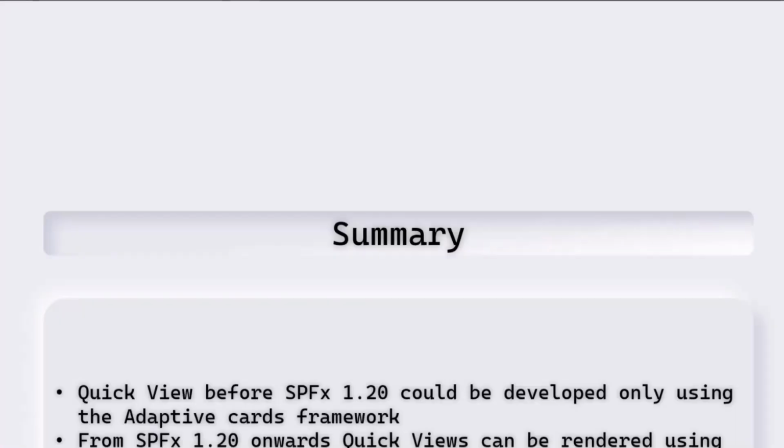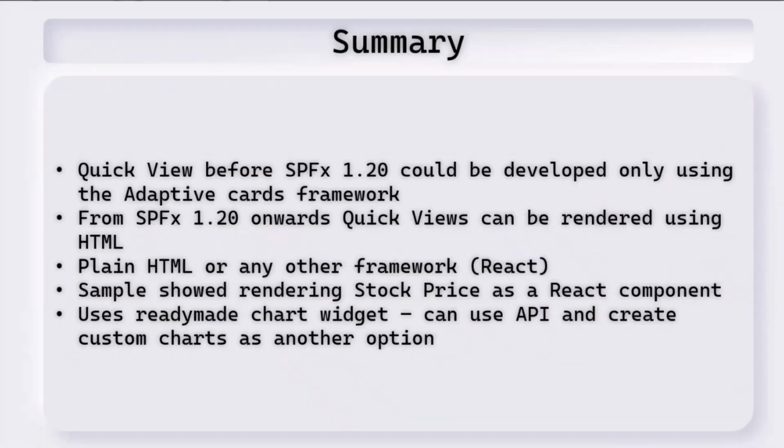Right. So that's the code. And in summary, quick views before SPFx 1.20 could be developed using adaptive cards only. Now we can use plain HTML or any other frameworks like React. In this sample, we saw how we can render stock price as a React component. In this sample, we used a ready-made chart widget, which is provided by TradingView. But the other option is we can use an API which gets all the details and then create custom charts, which could be another option.